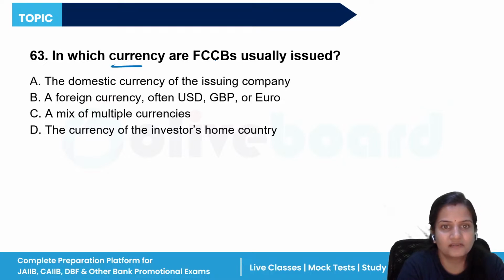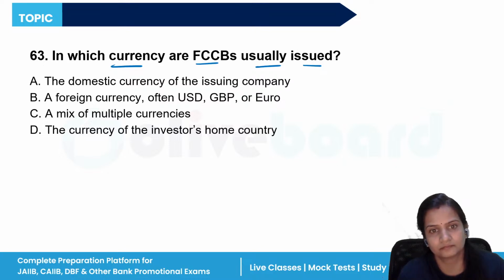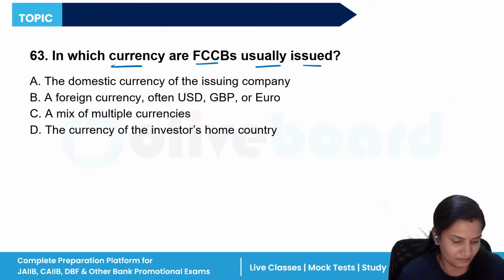Now, in which currency are FCCBs usually issued? Tell me. A foreign currency, often issued in dollar, euro, British pound sterling. Okay, option B will be the correct answer.